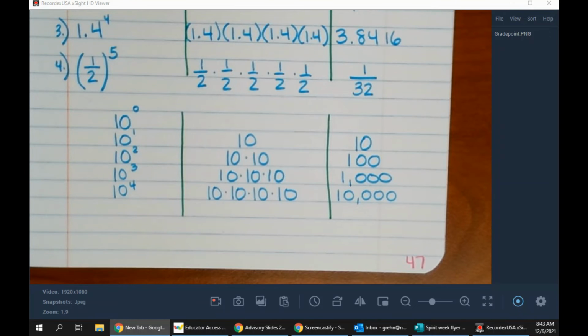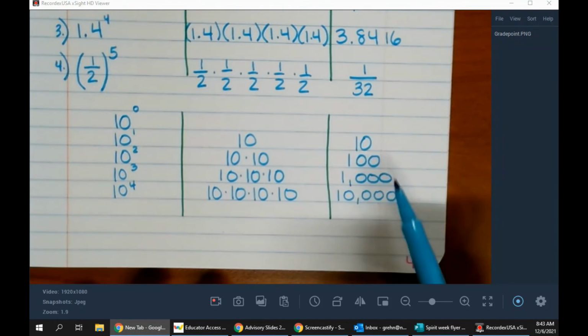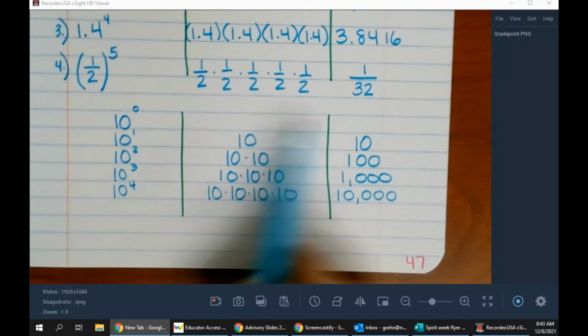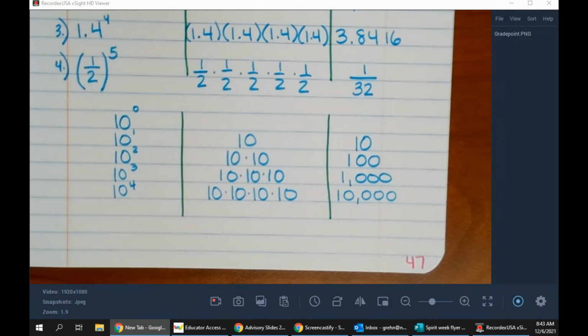So take a minute here to look for some patterns. So you can pause the video and look to see if you can find a pattern that would help us figure out what 10 to the 0 power would equal. When you're ready, you can unpause the video.